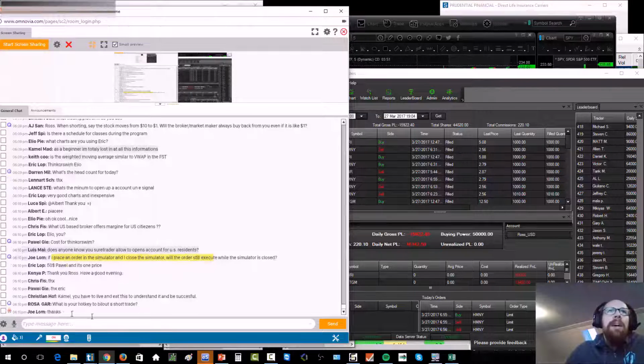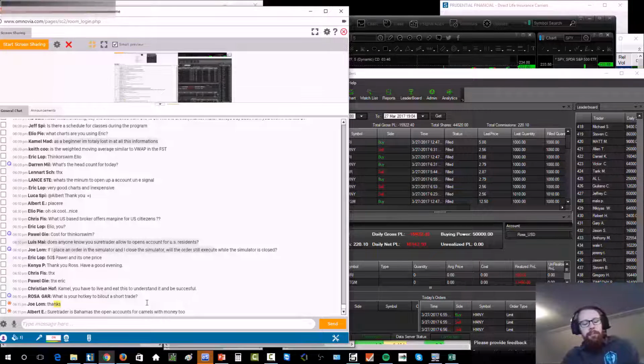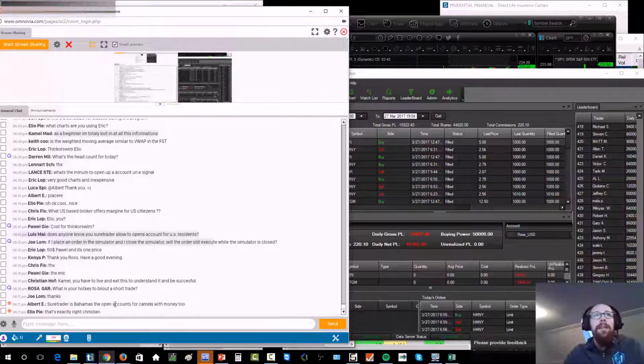Right now, I don't have a bailout for shorting because the bailout key works only for long. But what you can do is build that same key and use Alt instead of Control, and then you can get out that way.